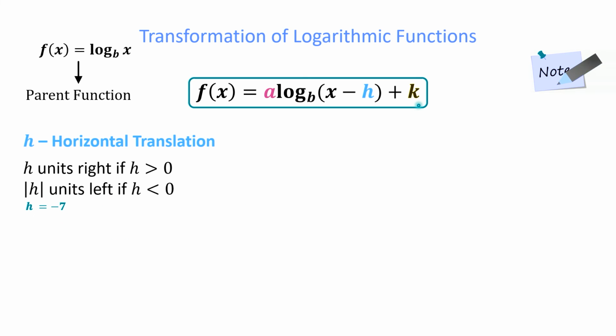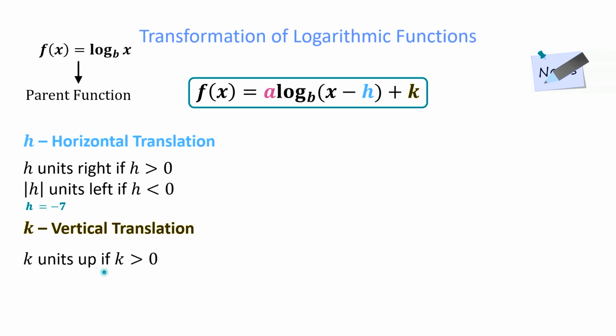Okay, and the value of k would cause a vertical translation. So the graph would move k units up if k is positive, and k units down if k is negative. And again, this is the absolute value of k. So if k equals -3, the absolute value of -3 would be 3. So the graph would move 3 units down.